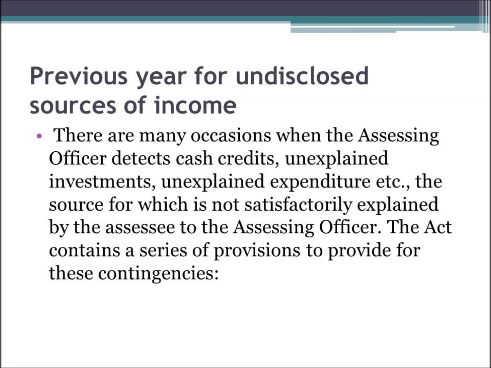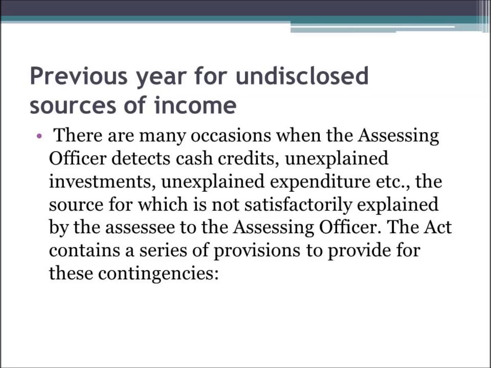We'll discuss that. There are many occasions when the assessing officer detects cash credits, unexplained investments, unexplained expenditure, etc., the source for which is not satisfactorily explained by the assessee to the assessing officer. What happens is that I am investing a huge amount of money in shares or real estate or whatever be the case, and I am spending a huge sum on, say, my daughter's marriage or my son's marriage. When I am asked to explain where I got so much money to invest or to spend, I am not able to satisfy the assessing officer. The assessing officer is not satisfied by the reasons or the sources of income which I am giving.